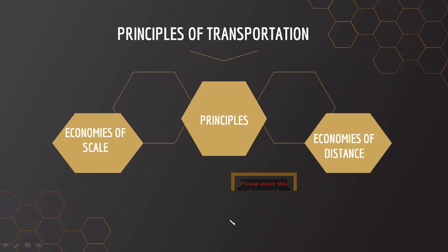So what happens when the distance is more? When the distance is more, the unit cost can be decreased. Same way, economies of scale: when the shipment size is large, the cost will be less, as it can be spread over a large number of units. So these two principles you have to remember.